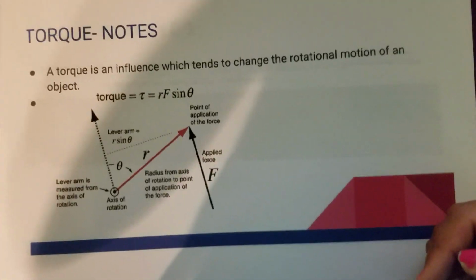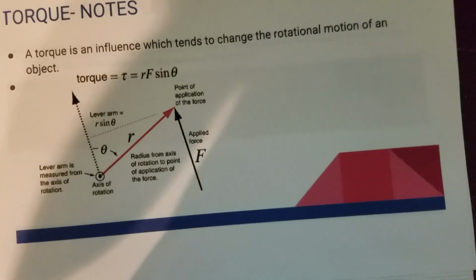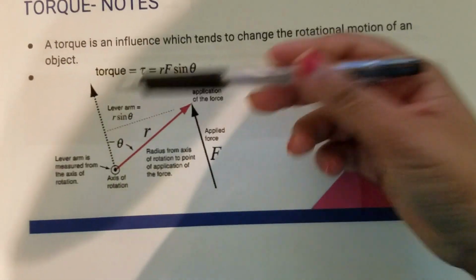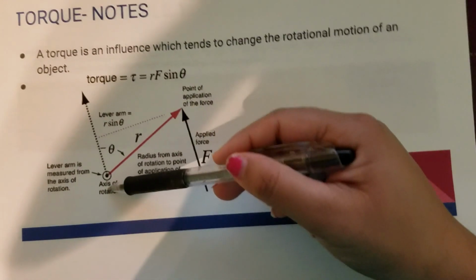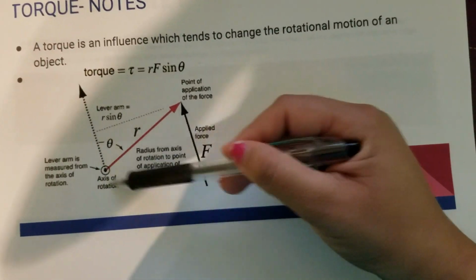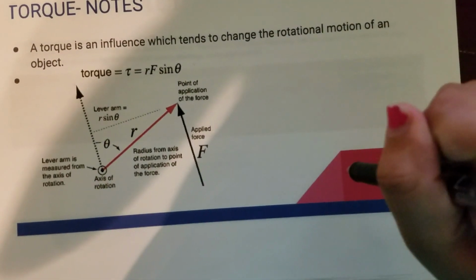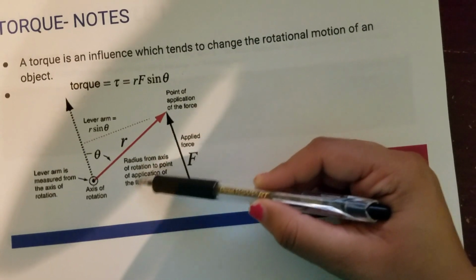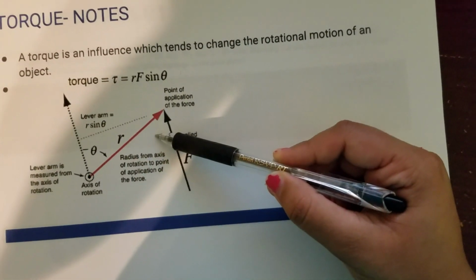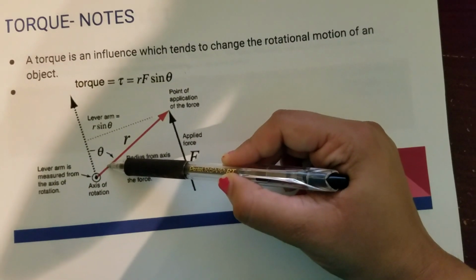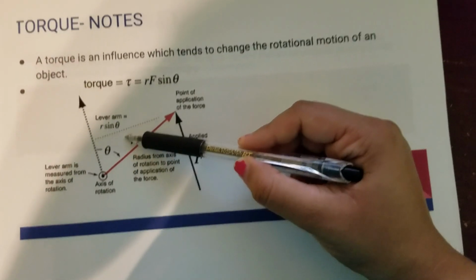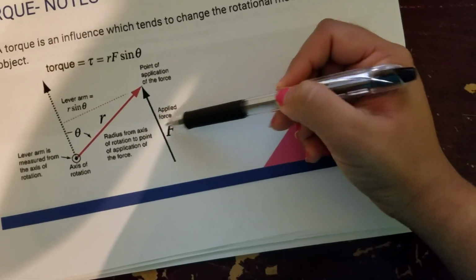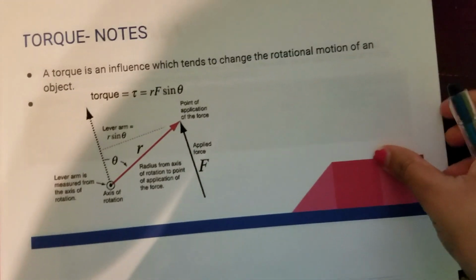And here's a helpful diagram to help you visualize how this works. This is like a lever arm, for example. A lever arm is measured from the axis of rotation. This is also called the pivot point, and it's very helpful for you to determine and label your pivot point. This is the radius from the axis of rotation to the point of application of the force. This is your angle, obviously. The lever arm is r sine theta. This is the point of application of the force, the applied force. So force, okay, moving on.